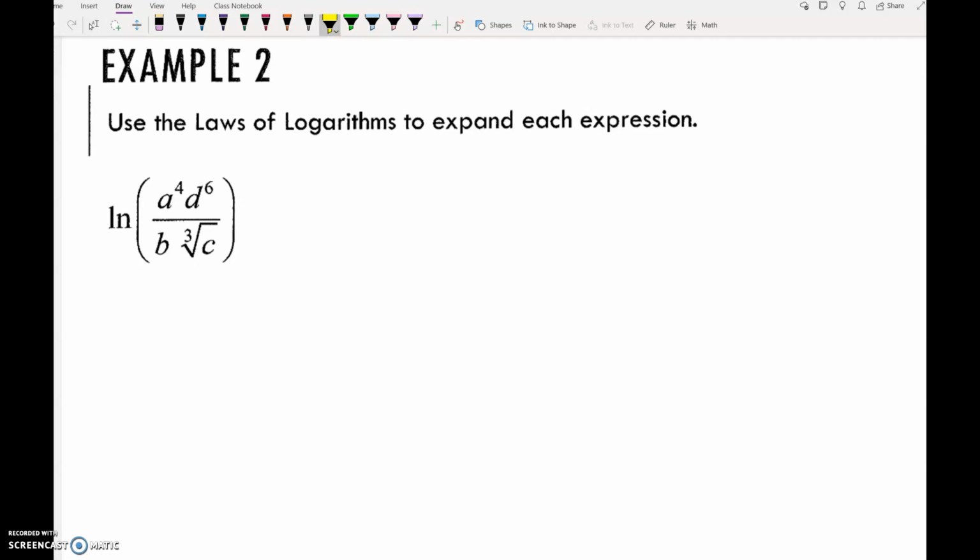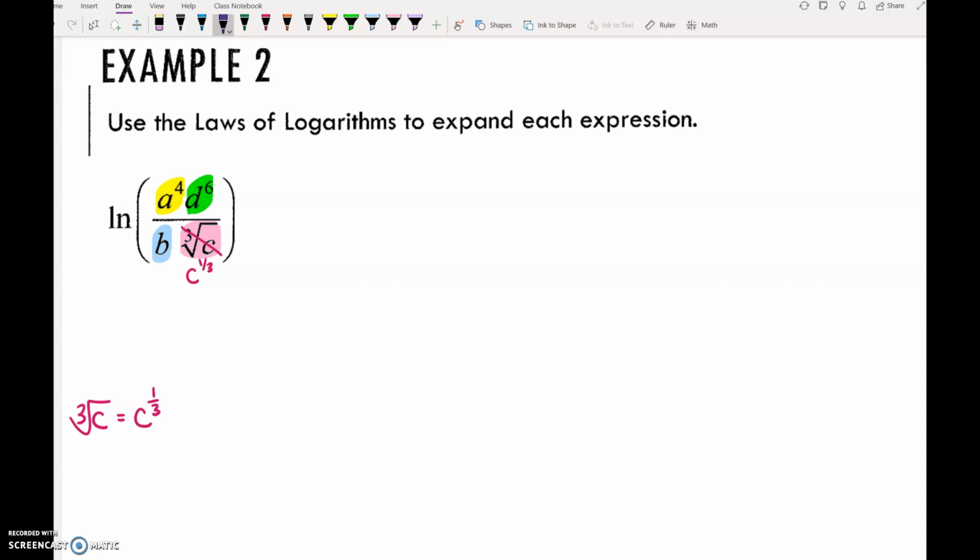All right, there are 4 things inside this logarithm. There's a to the 4th, d to the 6th. There's b, and there's the cube root of c. Okay, side note, the cube root of c is the same as c to the 1/3. So when we actually use this, I'm going to use c to the 1/3 and not the cube root of c. All right, so there's 4 things.